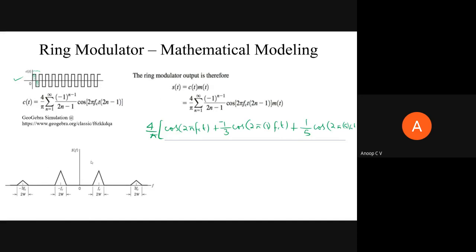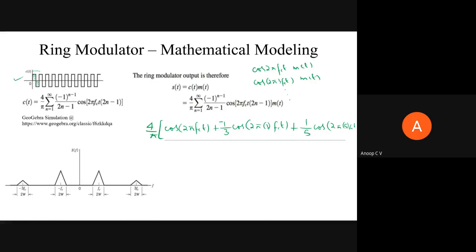So maybe this is S of t. How will the spectrum of S of t look? We have cos 2 pi fct into M of t. Right. So I'll write it down here. We have one term, cos 2 pi fct into M of t, and one more term, cos 2 pi times 3 fct times M of t, right? And so on and so forth.